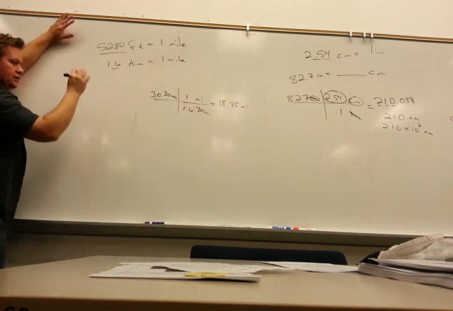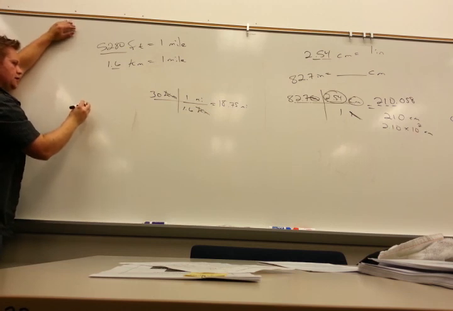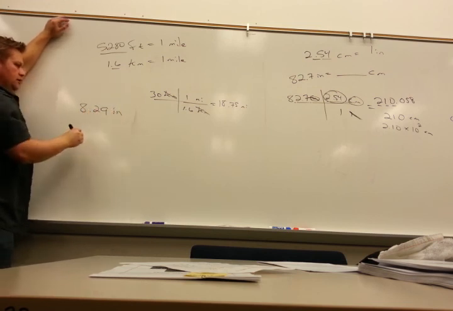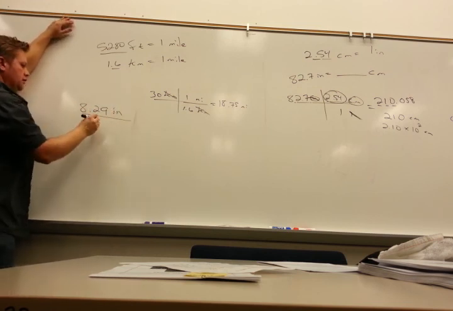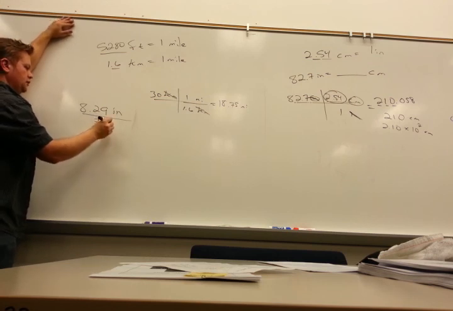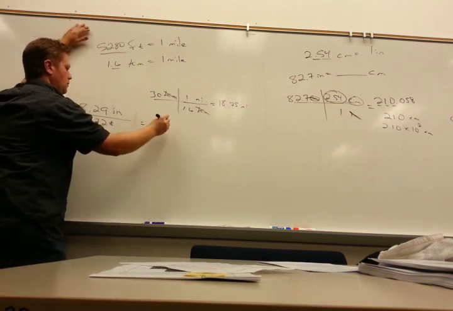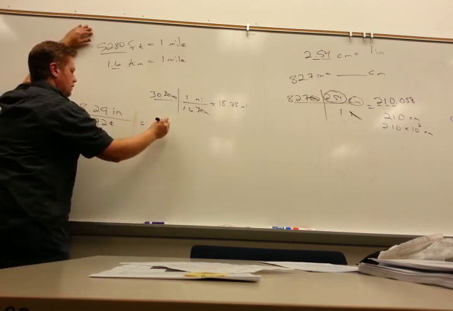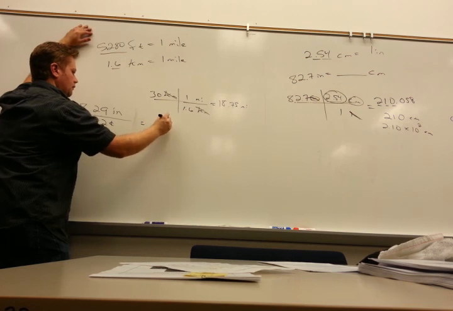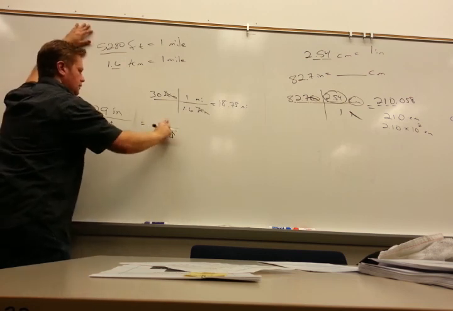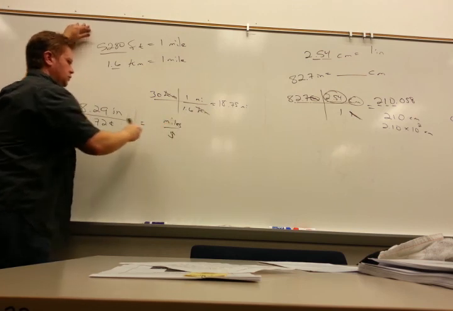Let's say this. Let's say I have 8.29 inches of material that costs 72 cents. I want to know how much it is in feet per dollar. Or let's make it crazy. Miles per dollar.